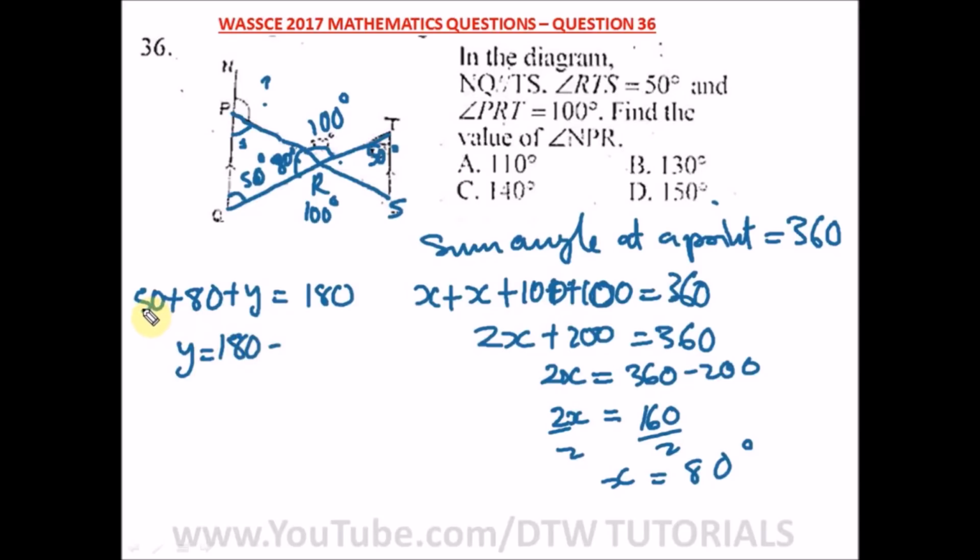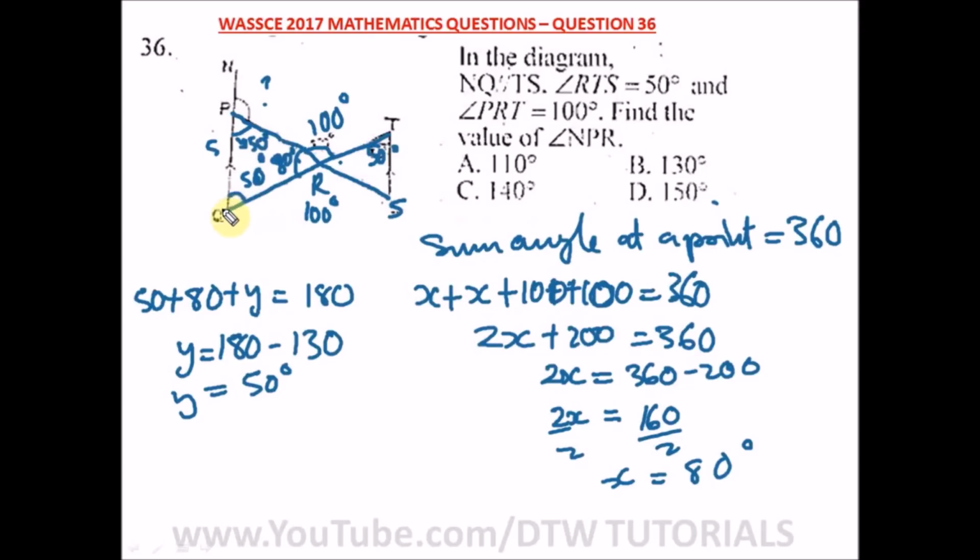So y is equal to 180 minus 50 plus 80, that will give us 130. So we're carrying 130 here. We have 180 minus 130 is 50 degrees. So y is 50 degrees. All right, so we've gotten y as 50 degrees, let me put this here if I can manage this space.